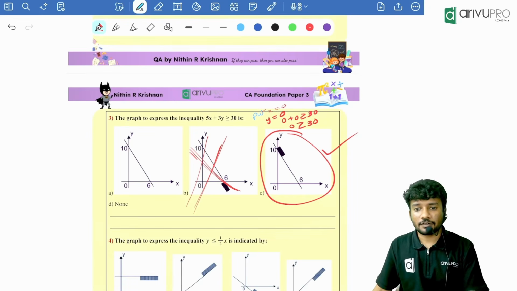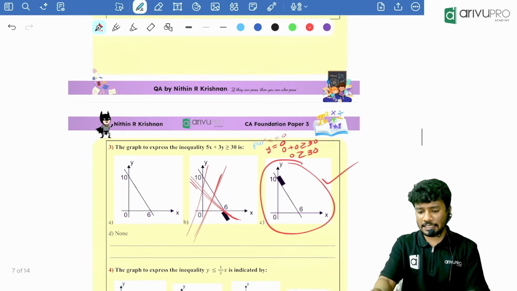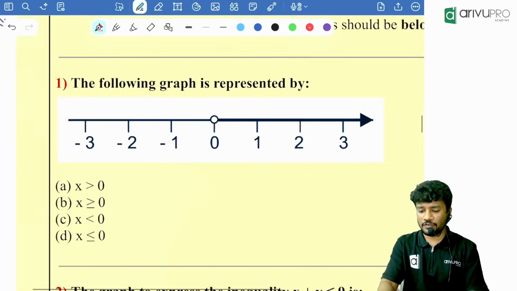Easy peasy. Right? Yes. Now I will give another question. Everyone try this question.